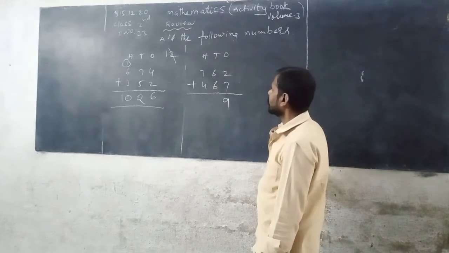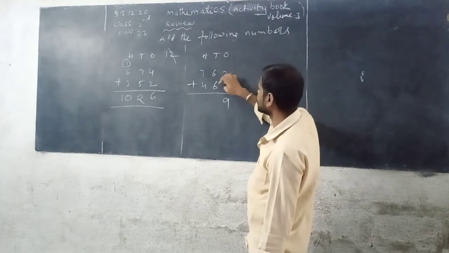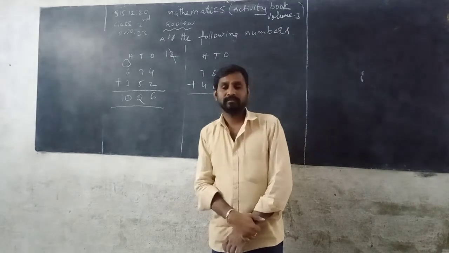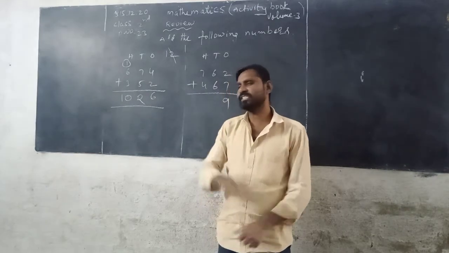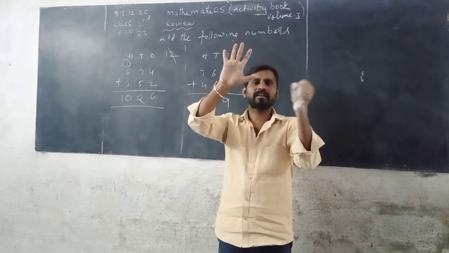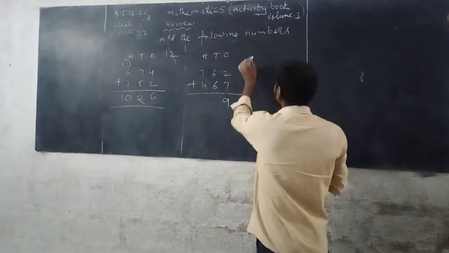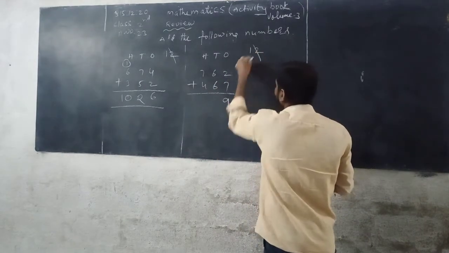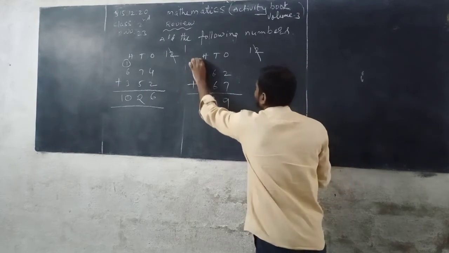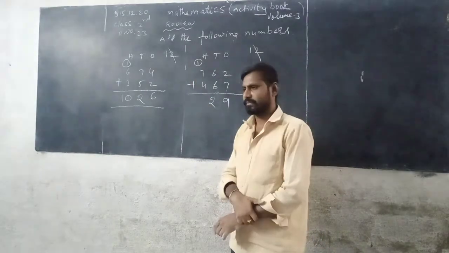Now next we add the digits in tens place. 6 plus 6, 12. 6 after, you can count 6 fingers. 7, 8, 9, 10, 11, 12. So 12 is a 2-digit number. In it, 2 is written down in the tens column and 1 is carried over to the hundreds place. Did you understand?